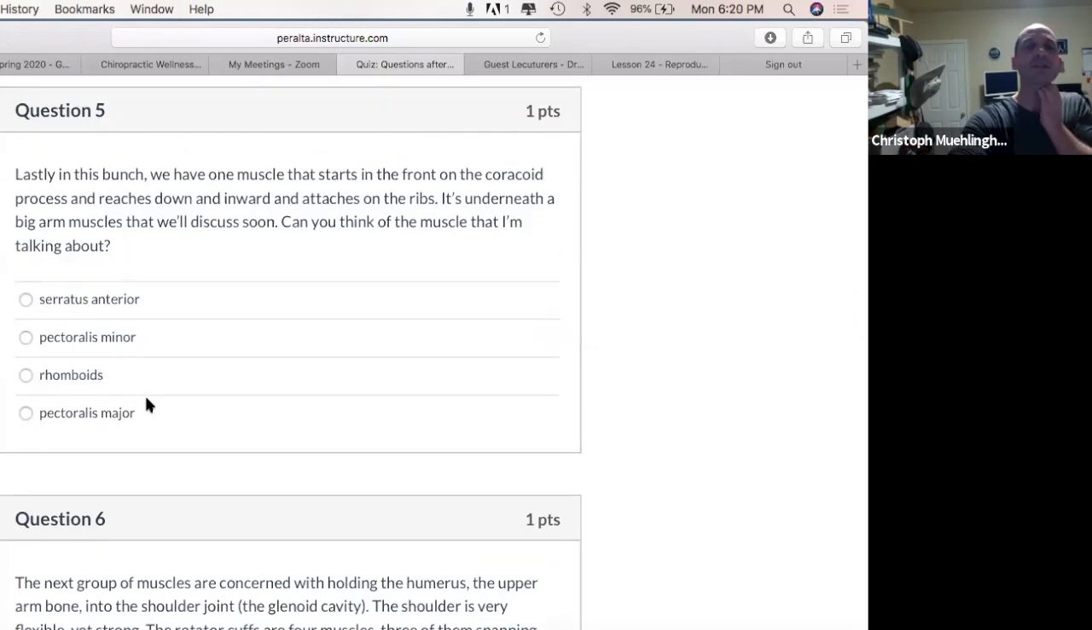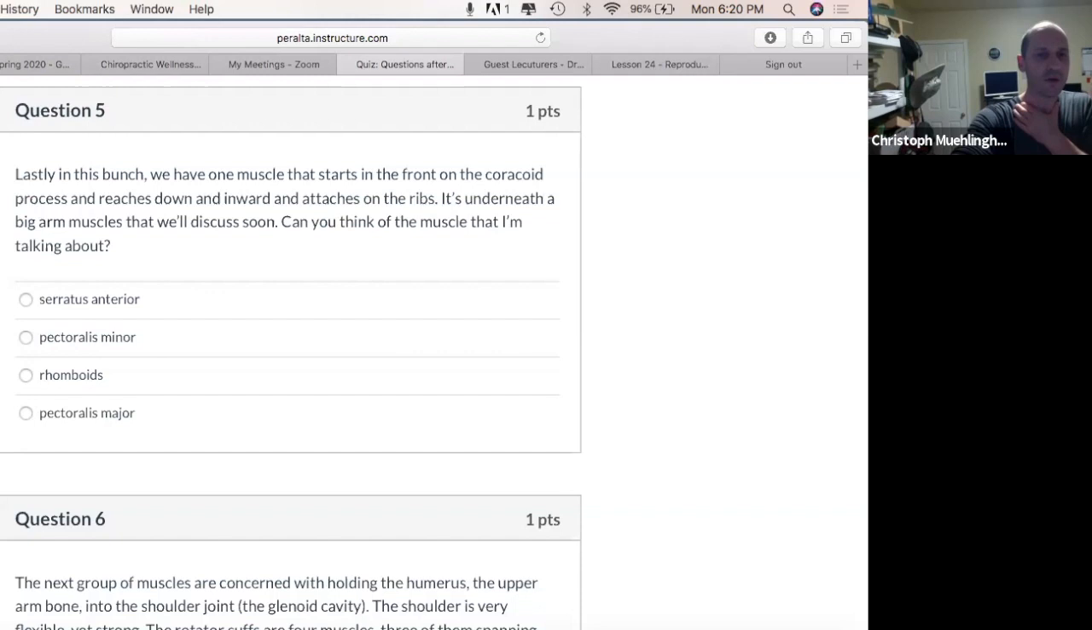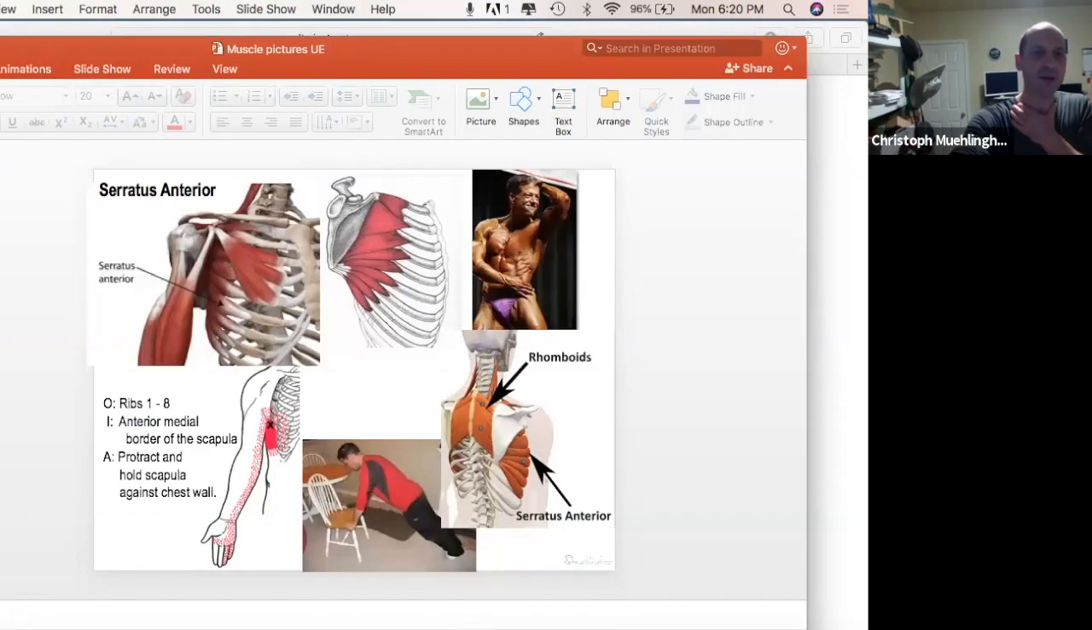It's crazy. All right. Lastly, in this bunch, we have one muscle that starts in the front of the coracoid process and reaches down inward and attaches on the ribs. It's underneath the big arm muscle that we'll discuss soon. Can you think of that muscle's name? Pectoralis minor. So the muscle we know about is the chest muscle, the pec major.